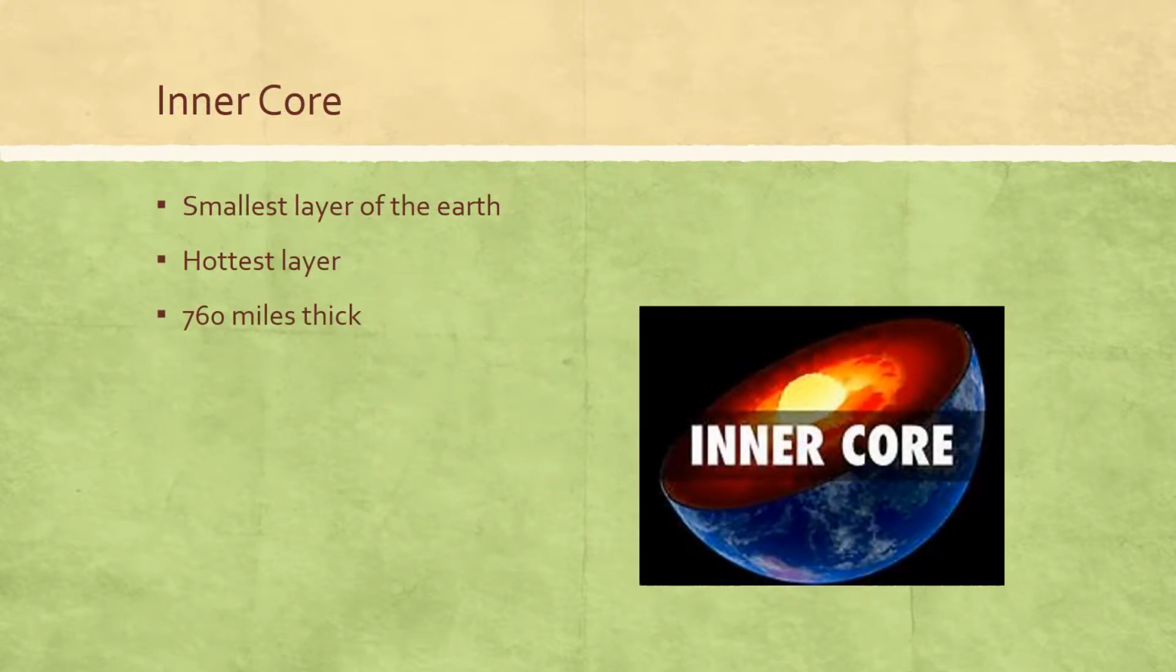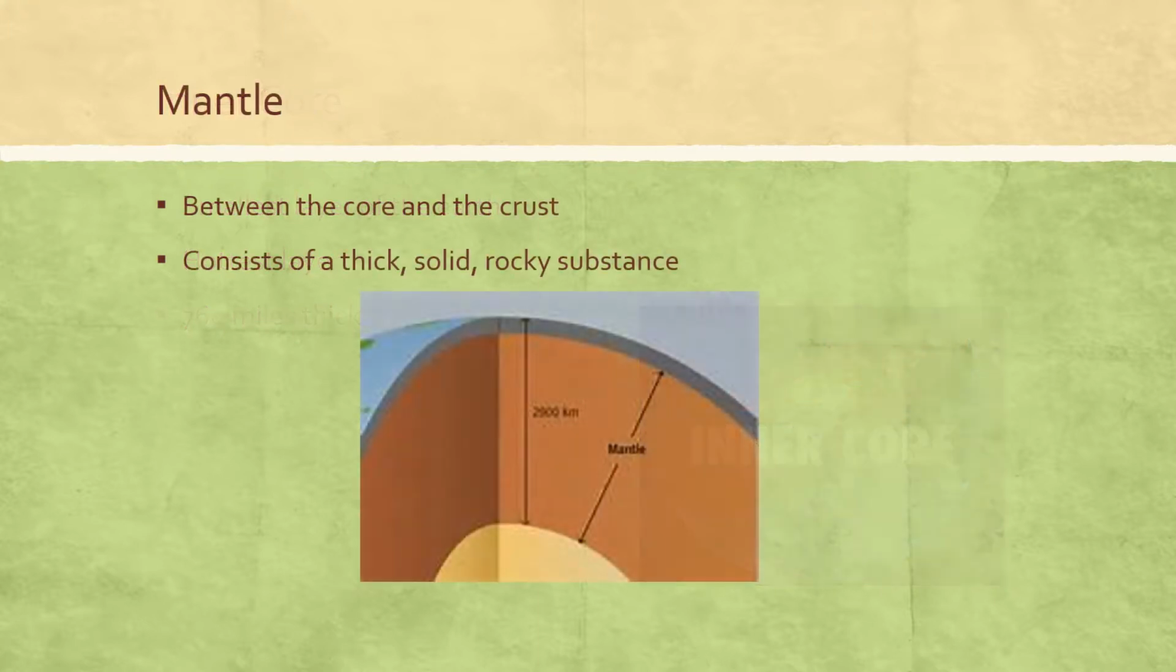The inner core is the smallest layer of Earth. It's the hottest layer, and it is 760 miles thick. So that's the middle of the Earth. The mantle is between the core and the crust and consists of thick, solid, rocky substances. So from the 10 miles at the surface, the crust, and the hottest part is the mantle.